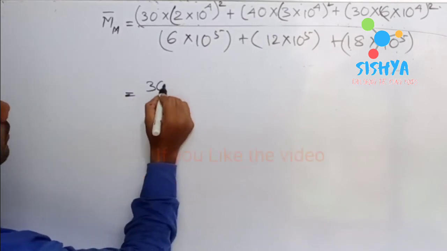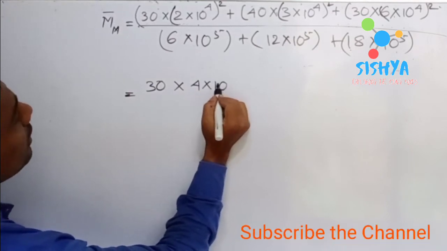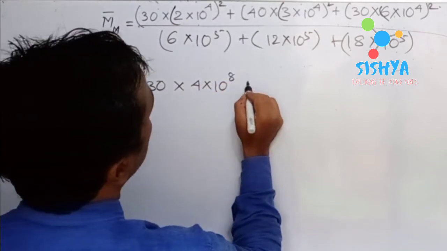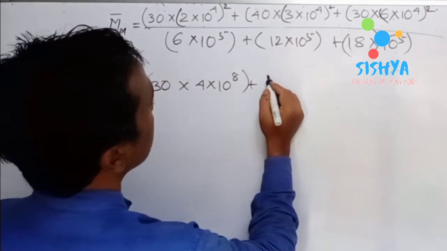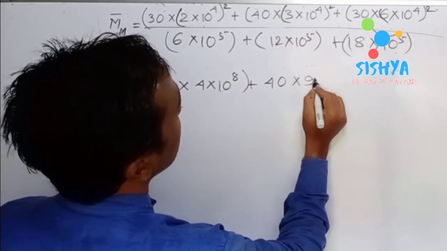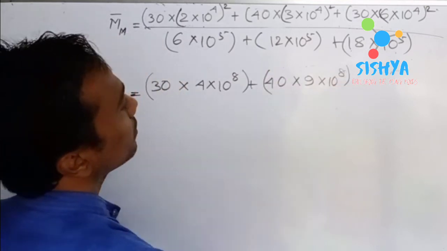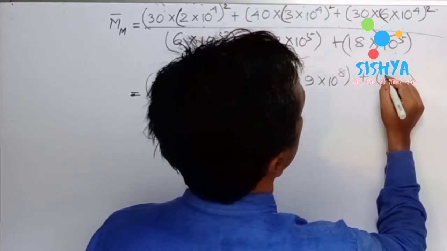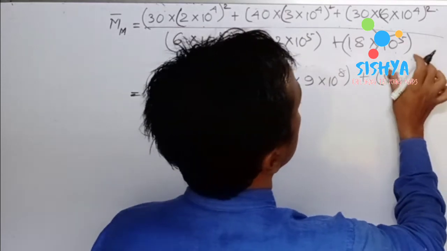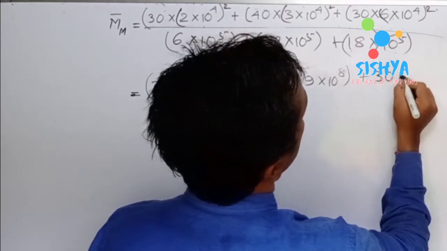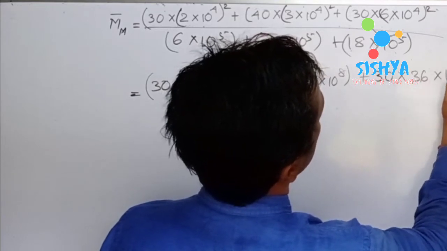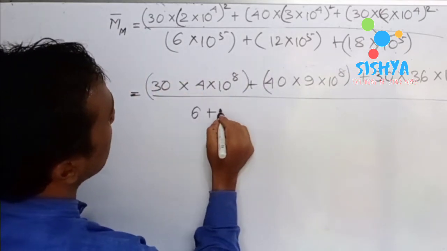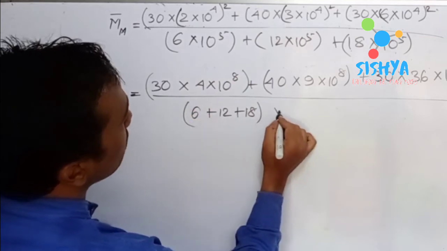So now 30 into 4 into 10 to the power 8, plus for the next one 40 into 9 into 10 to the power 8, and for the last one it will be 30 into 36 into 10 to the power 8, and on the lower part 6 plus 12 plus 18 into 10 to the power 5.